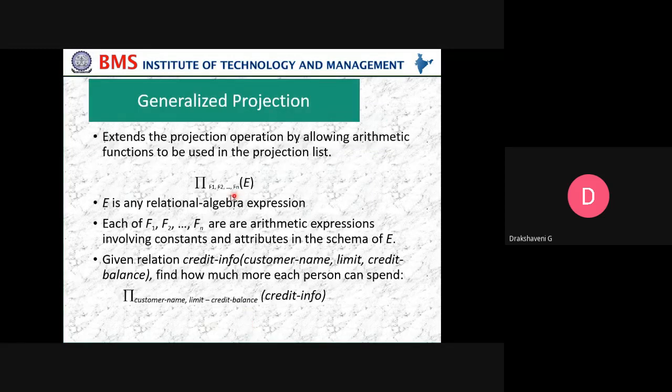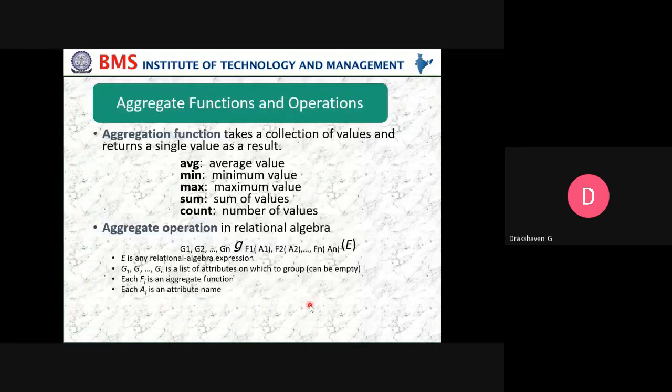Generalized projection extends the projection operation by allowing arithmetic functions to be used in the projection list. That's what we see here: projection F1, F2, up to Fn, of E. E is any relational algebra expression. Each of F1, F2, Fn is an arithmetic expression involving constants and attributes in the schema of E. Given the relation credit info, with customer name, limit, and credit balance, find how much more each person can spend, that is, by customer name, limit, credit balance, from credit info.